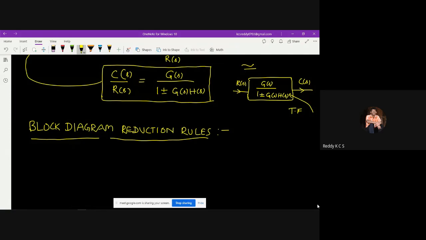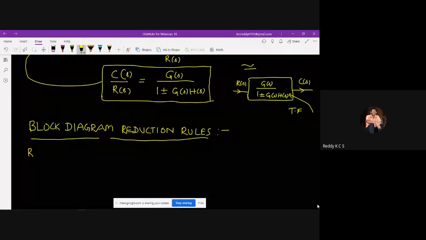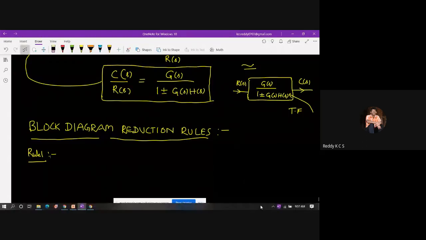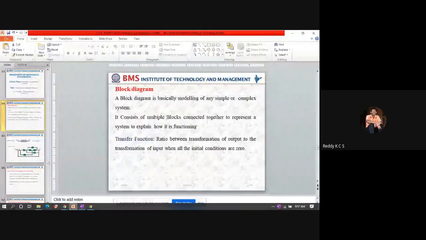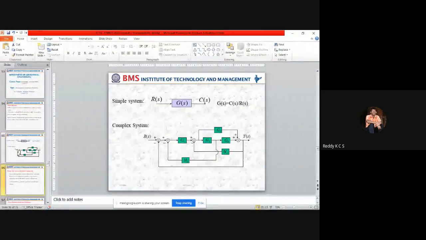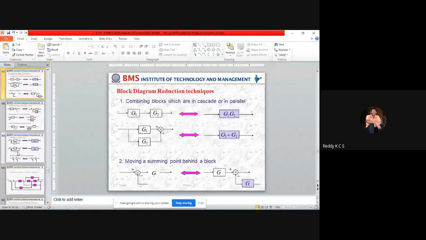So what are those reduction rules? First we will go on with rule 1. What is rule 1? Rule 1 says, see, we'll go to the PPT here. The first one is to combine the blocks which are in cascade or in parallel. So when are they in series, or when are they in parallel.